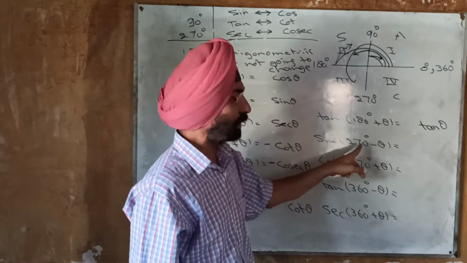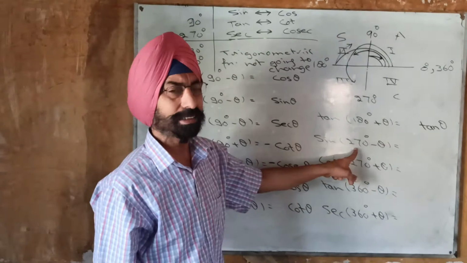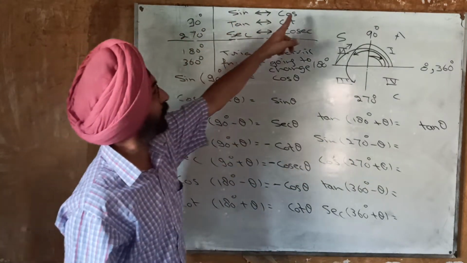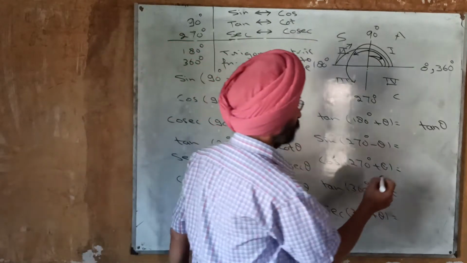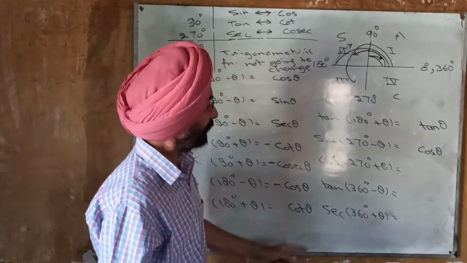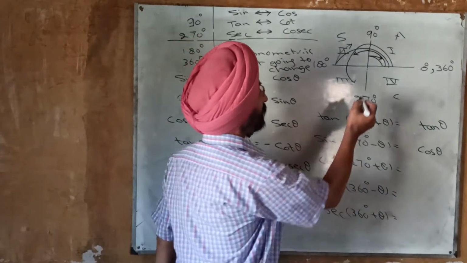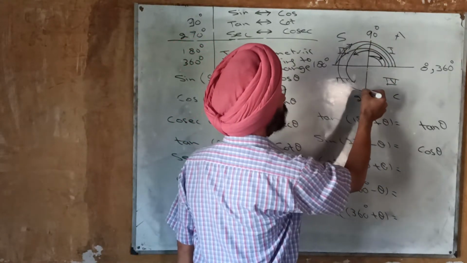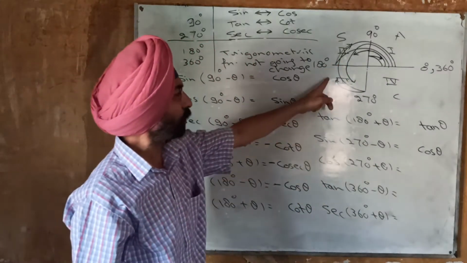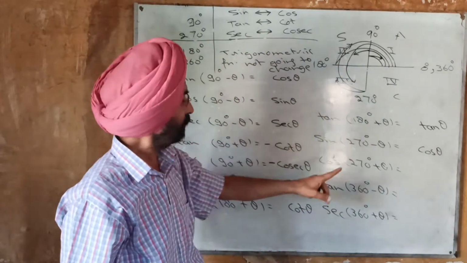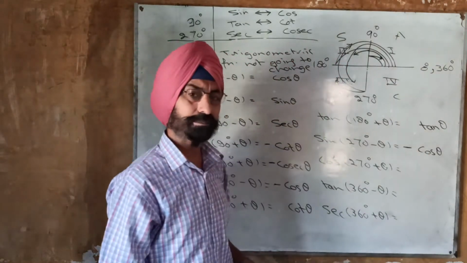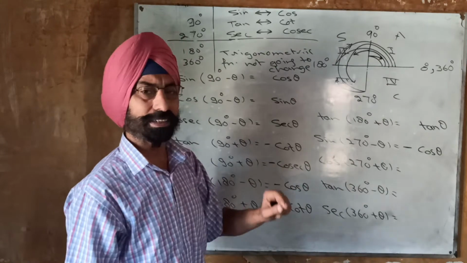Then sine 270 minus theta. Once again 270, and in case of 270, your sine is going to change into cos. So it will become cos theta. And 270 minus theta, this is your 270, and minus theta will take you back into the third quadrant. In third quadrant, tan and cot are positive, so your sign will be negative, so we'll have to put here a negative sign.